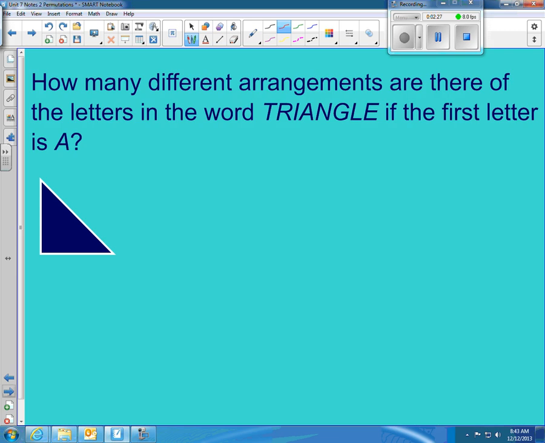In this example, we talk about triangle, but the first letter is an A. So we still have 8 spaces, but in our first one, it has to be an A. And we only have one A, so we only have one choice for that first one. But now we have 7 left for the next one, 6, 5, 4, 3, 2, and 1. All right, so now we have 7 factorial, which is 5,040 arrangements. That's a lot less than the 40,000 arrangements that we would have had if it didn't matter for that.